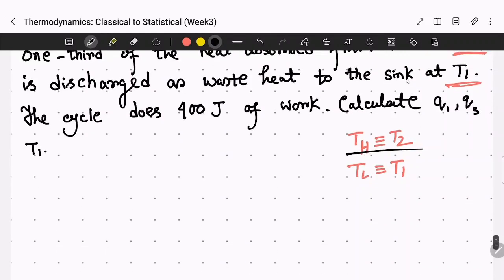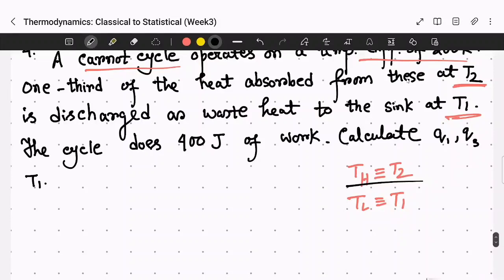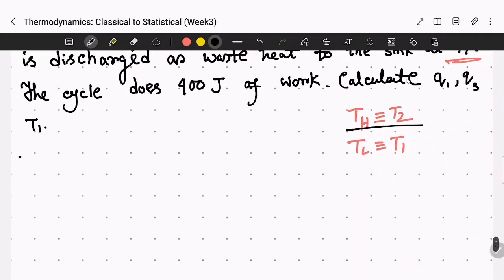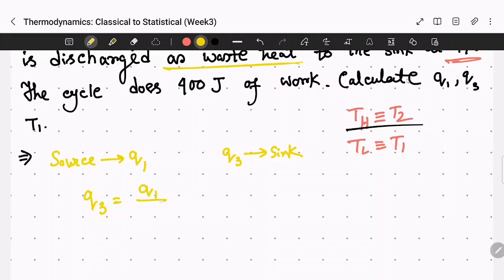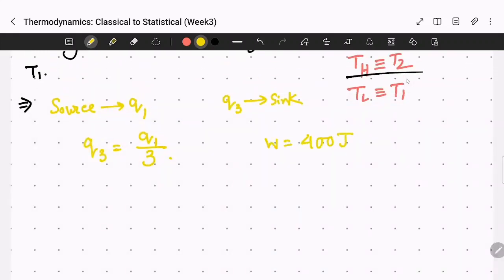Now T1, meaning TL, we have to find out. One third of the heat absorbed at T2 is discharged as waste heat to the sink at T1. Let's say we don't know anything here. So the amount of heat absorbed is Q1, and Q3 amount of heat is going to the sink, and the source is giving Q1 amount of heat. Now, one third of the absorbed heat is discharged as waste heat. So Q3 is essentially Q1 by 3. Okay. So if Q3 is Q1 by 3, now what the cycle does, 400 joule of work. So W is given, 400 joule. So this color is not good.